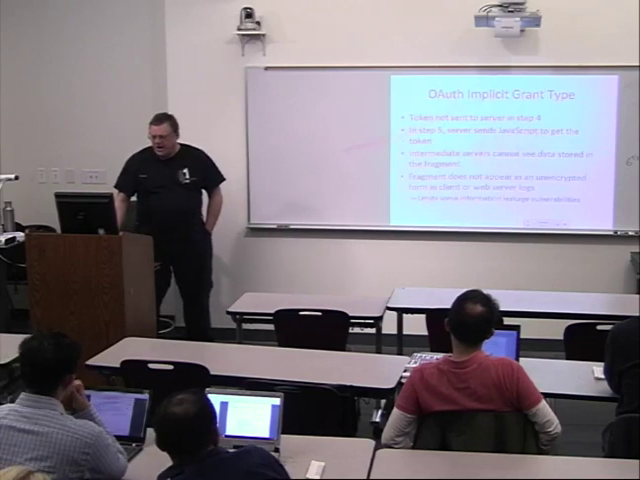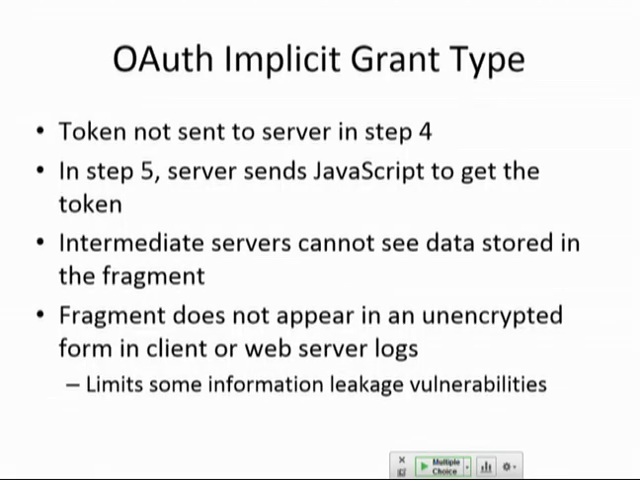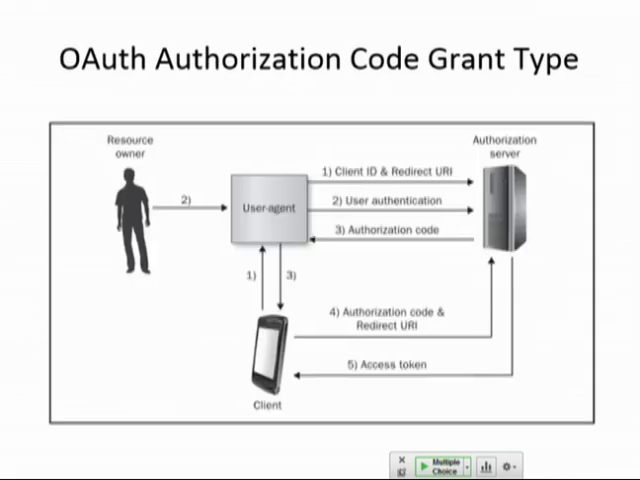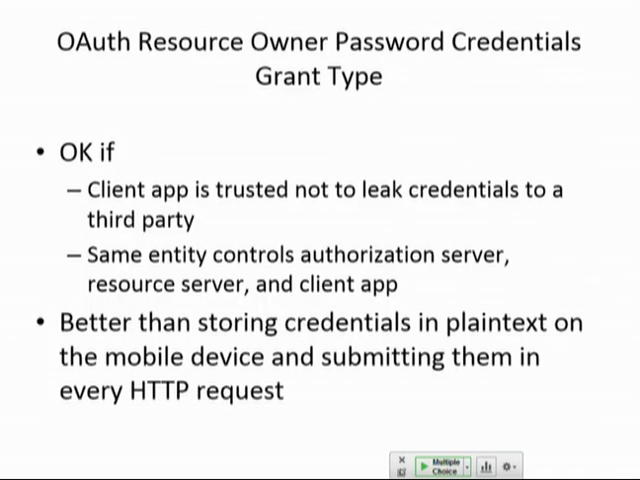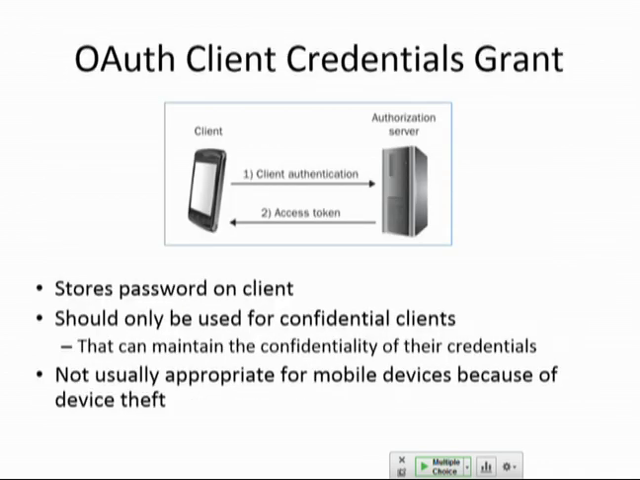So that's the game. The server sends JavaScript to get a token, and the intermediate servers cannot see the data stored in the fragment. So technically, the token is not shared by as many separate entities this way, and it's in principle more safe. As I'm saying, in practice, I would be happy if we could even get like half of the people to go here. As far as I can tell, everything I look at is just doing this. It's really pretty much a sin and a shame.